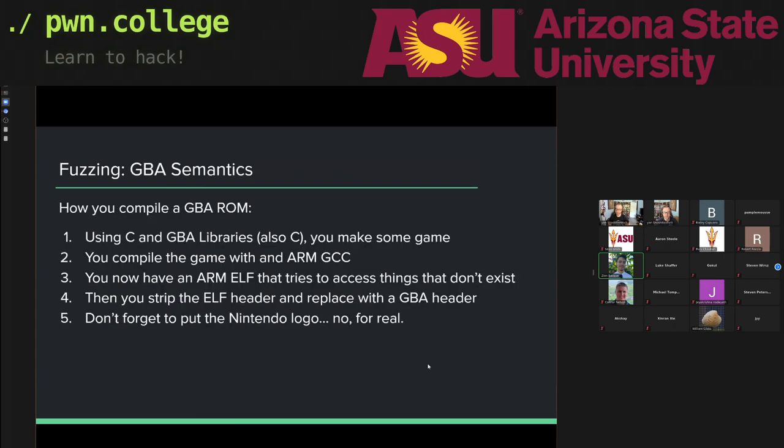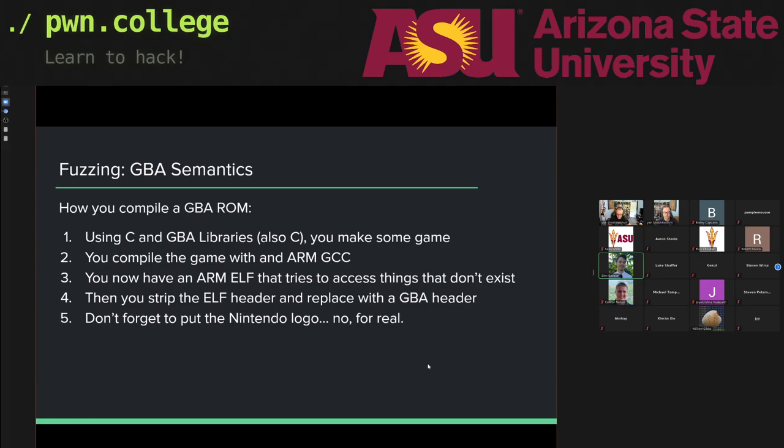So this is moving on to the next part here, which is the semantics of Game Boy ROMs. If you're looking to make your own Game Boy ROM, it's pretty interesting. The way it works is you use C and some GBA libraries, which you could find in that Docker I mentioned earlier, or in my repository, which is near the end of these slides. You make some game, and then you compile it with ARM GCC, and that makes an ARM ELF. That looks like a completely normal ARM ELF with normal code and everything, except it tries to access libraries and certain addresses that just don't exist normally in an ELF. And that's how you know that it's a Game Boy.